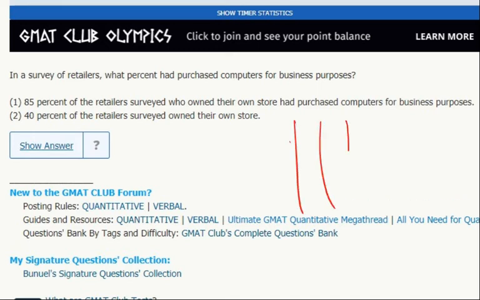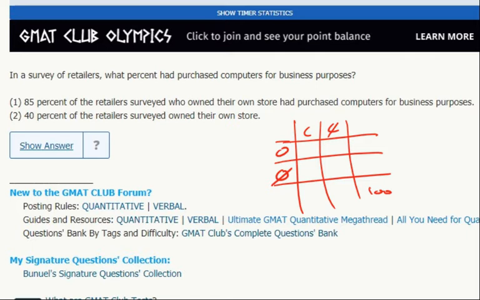Okay, computers for business purposes. I have to read and see what the categories are. It looks like it's about owning their stores and using computers for business purposes. So use computers, don't use computers. Own the stores, don't own the stores. And it's percent, so I'm going to make that 100.